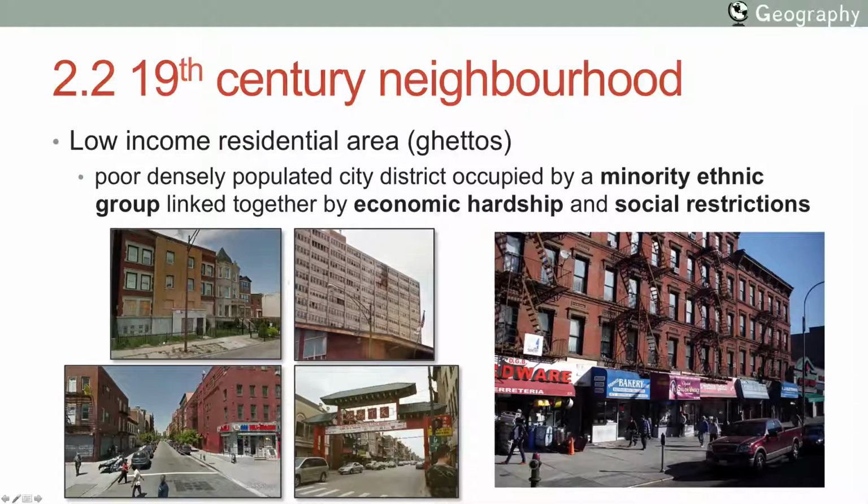You can also find apartment buildings, but in bad shape, bad condition, and people living there are usually ethnic minorities: black people, Hispanic people, Asiatic people. Like here, you can see Chinatown, and at the first level, the ground floor of the apartment buildings, you can usually find some shops. So how can we define ghettos? A poor, densely populated city district occupied by a minority ethnic group linked together by economic hardship and social restrictions.